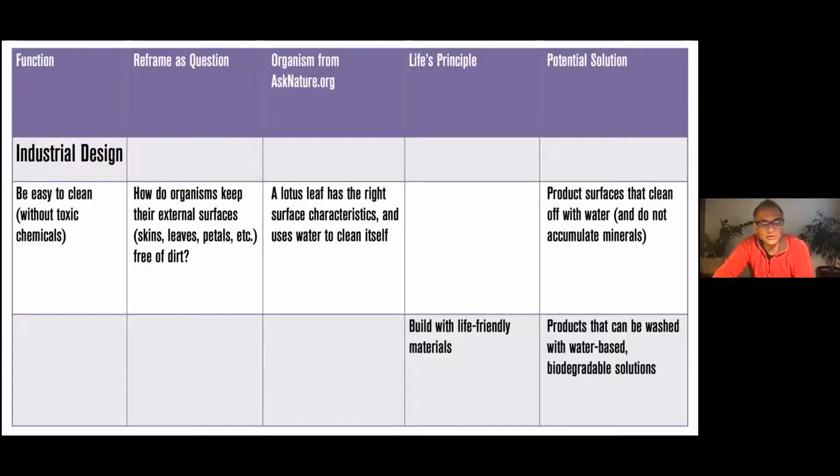So in this case, if you're an industrial designer, the function you're trying to solve for is that you want to design something that is easy to clean without using toxic chemicals. We have lots of chemicals that we use for cleaning, but you don't want to use toxic chemicals. So reframe the question: how do organisms keep their surfaces clean? Skins, leaves, petals, etc., free of dirt. The lotus leaf has the right kinds of surface characteristics at the nanoscale and uses water. The water droplets don't really go into the leaf, but roll off the surface and carry dirt away with them.